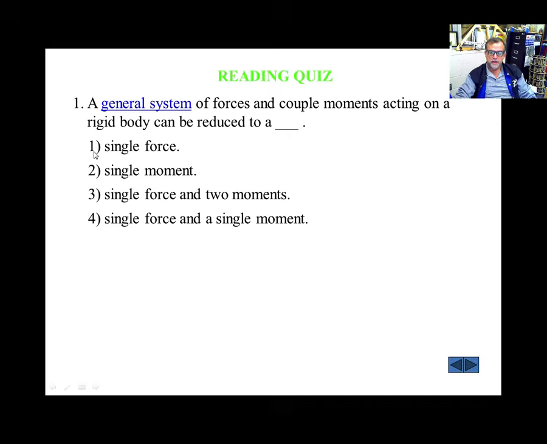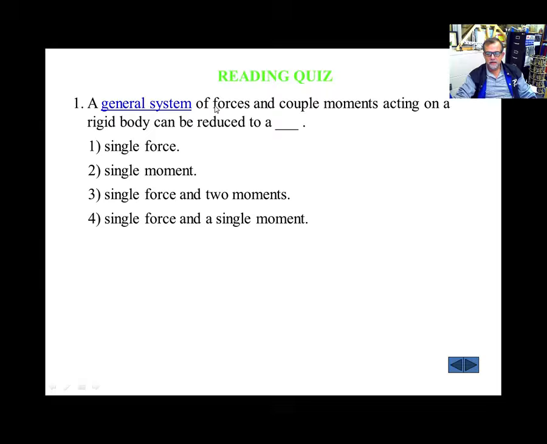Actually, we did this, right? We just demonstrated that it could be a single force, but we also demonstrated that it could be a single force and a single moment. And why not? It could be also a single force and two moments if I want to. What I don't think is possible is a single moment only, if the summation of the forces is 0 and there's no resultant force, maybe.